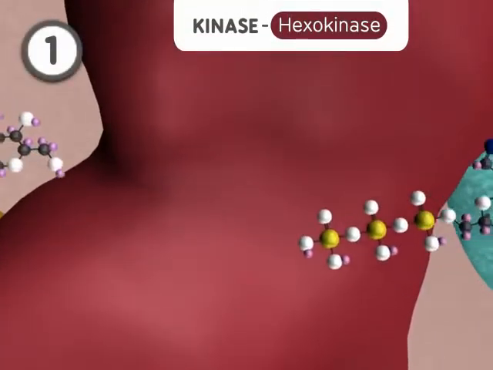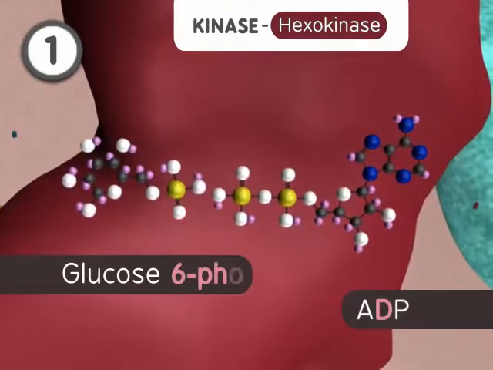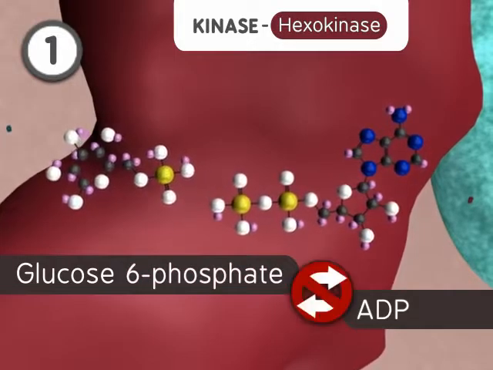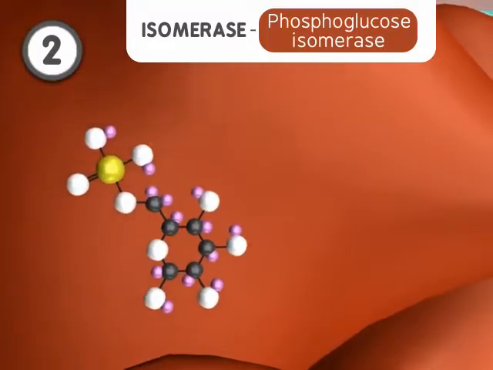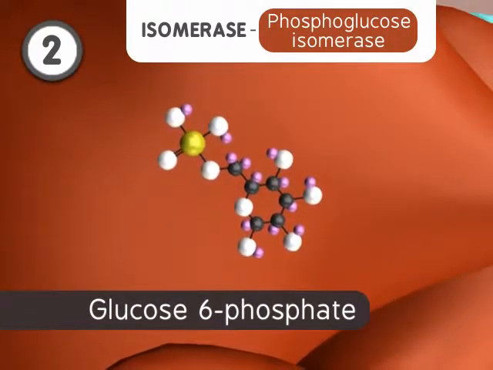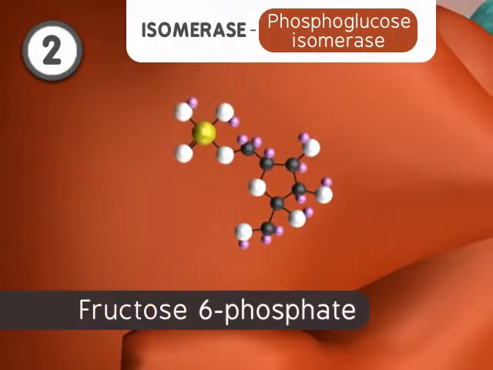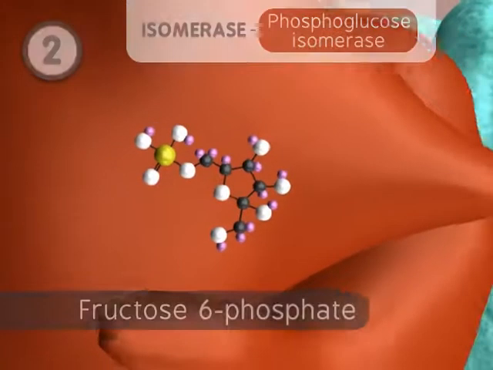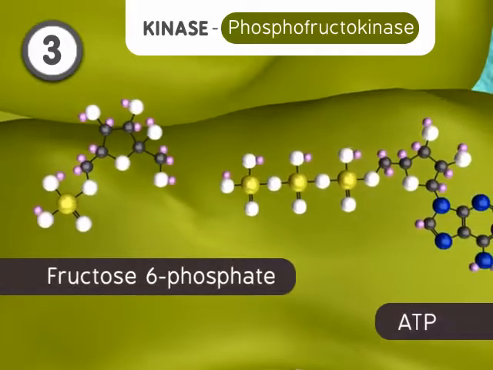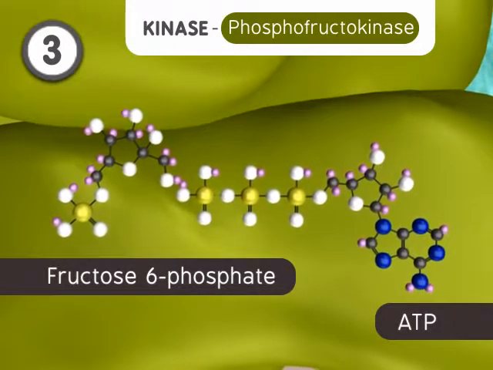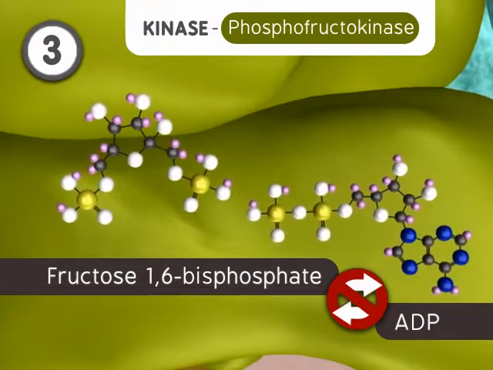First, a kinase reaction adds a phosphate onto glucose to form glucose 6-phosphate. This is one of two energy consumption steps and is an irreversible reaction. Next, an isomerase reaction converts glucose 6-phosphate into fructose 6-phosphate by rearranging covalent bonds. Another kinase removes a phosphate group from ATP and gives it to fructose 6-phosphate to form fructose 1,6-bisphosphate. This is the second energy consumption step and an irreversible reaction.